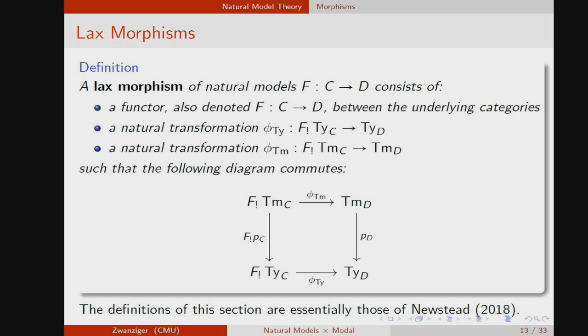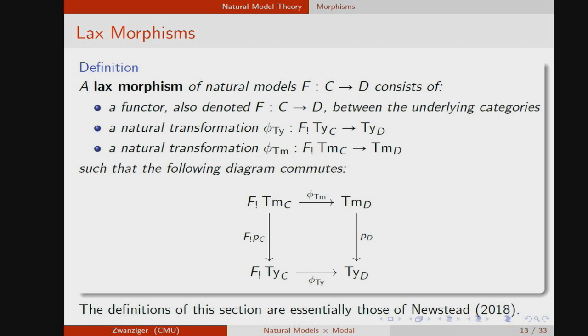Okay, so morphisms of natural models. These were studied by Newstead recently. And so first we're going to define a lax morphism, and then a weak morphism, I should say, will just be a lax morphism with a property. And so what is a lax morphism? A lax morphism is a functor between the underlying categories and these natural transformations.